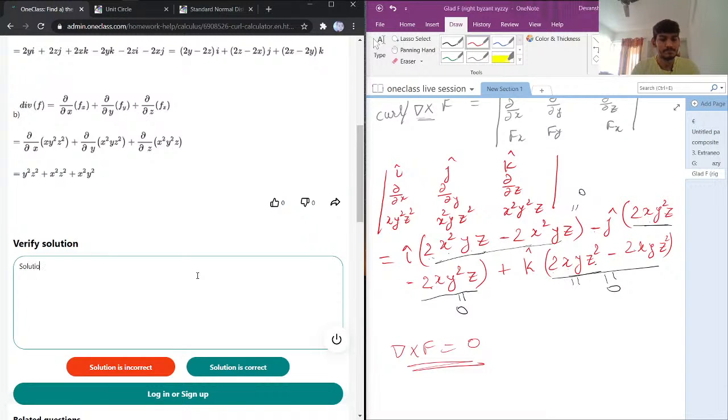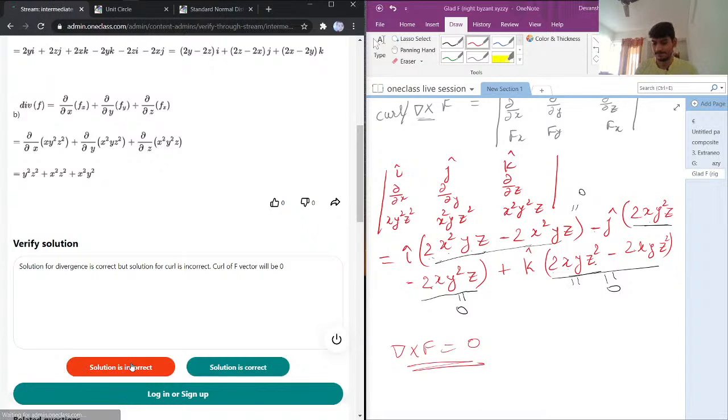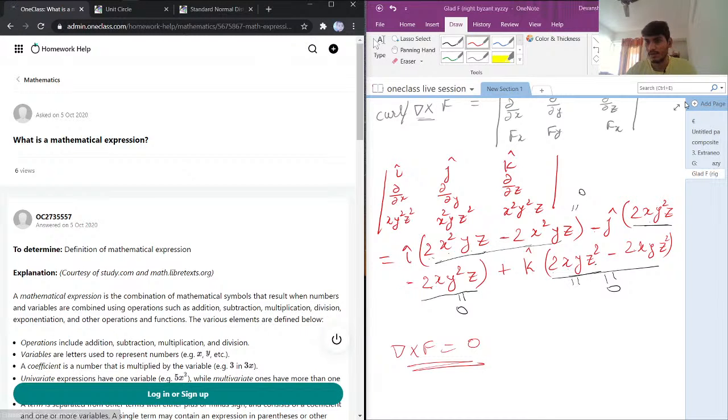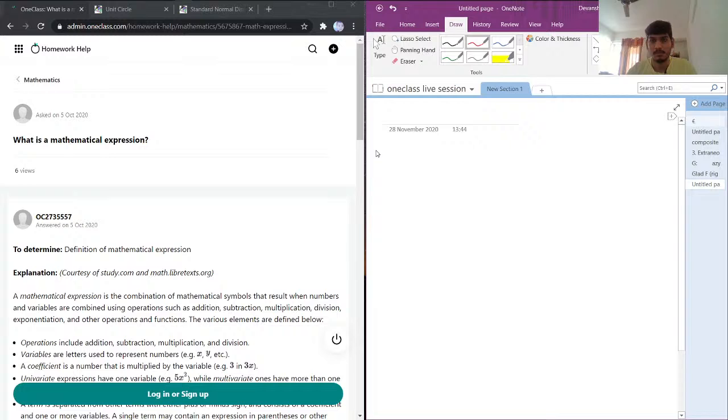So the solution for divergence is correct, but the solution for curl is incorrect. Curl of f vector will be 0. So we'll write solution is incorrect. So we'll move to the next question, question number 5.